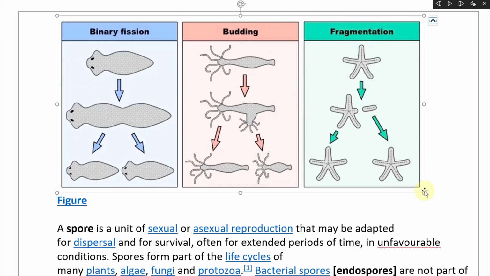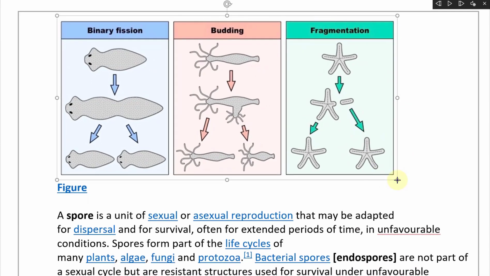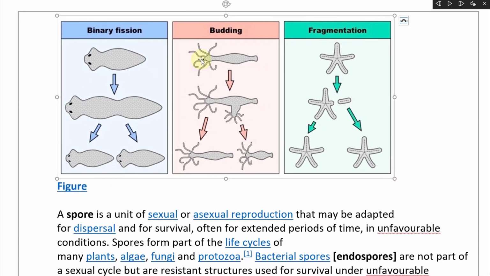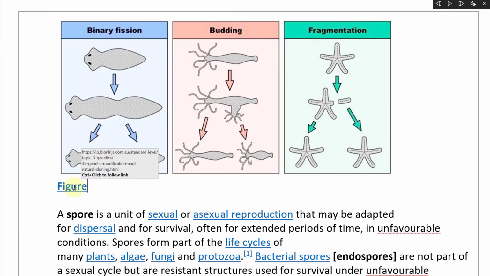And here is an illustration of the types of binary fission, budding, and fragmentation, from ib.bioninja.com. With binary fission, the cell splits into two, about equally sized. With budding, one separates from an outgrowth at a particular site, so you might have one smaller than the other initially.